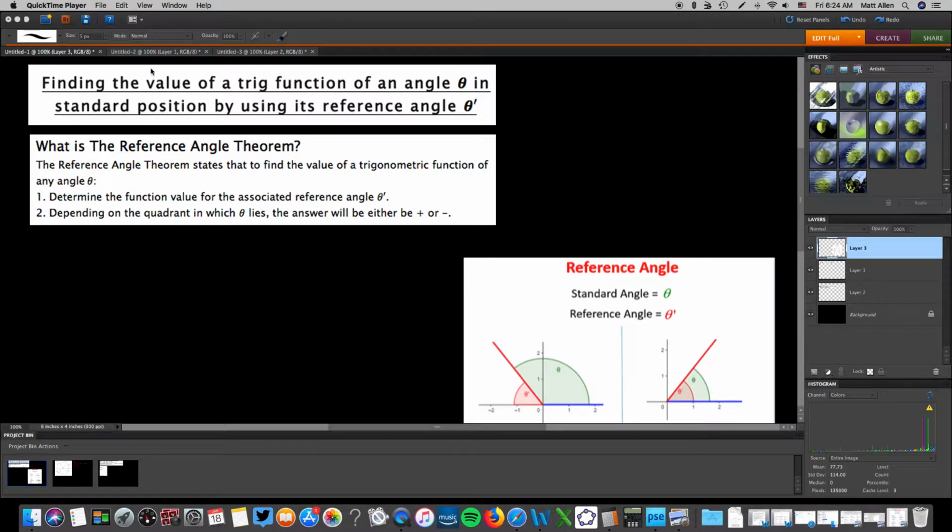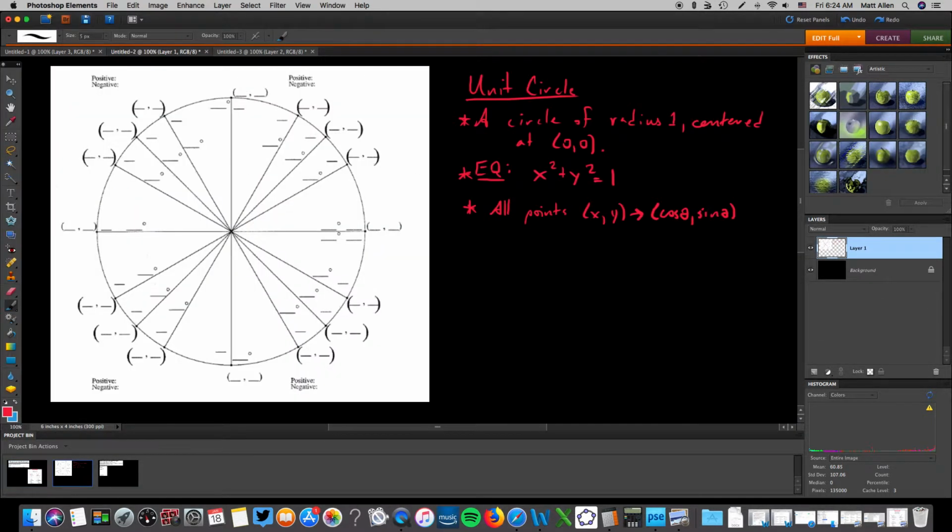Okay guys, in our lesson today we're going to be taking a look at using our unit circle as a tool again to help us easily evaluate for cosine, sine, and tangent values at very well known and well behaved angles here. And so really quickly let's review what we know about our unit circle.